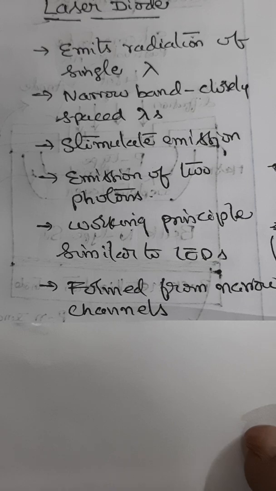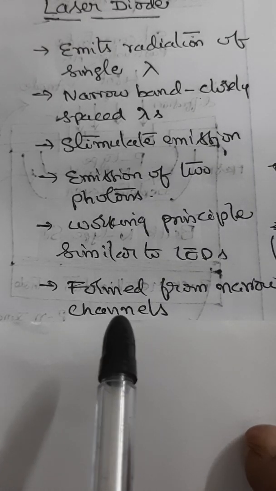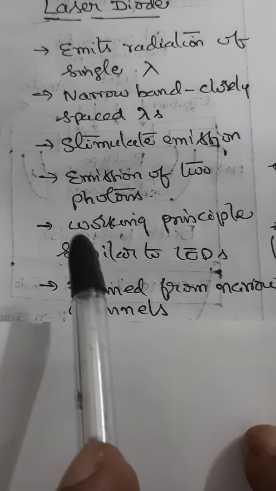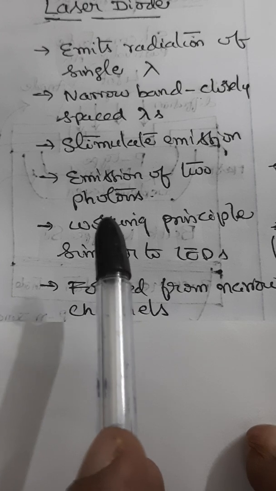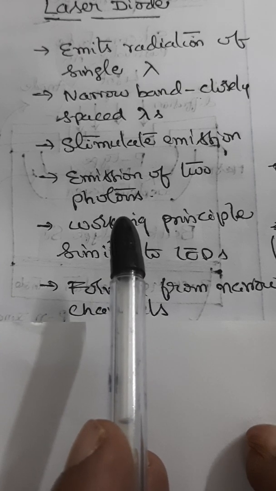Now, having understood the light emitting diode (LED) and photodiode, we will try to understand the construction and working of another type of diode known as the laser diode, or laser based semiconductor diode. As you know, the acronym LASER expands to light amplification by stimulated emission of radiation. A laser diode emits radiation of a single wavelength, or sometimes a narrow band of closely spaced wavelengths. So it emits light due to stimulated emission of radiation.